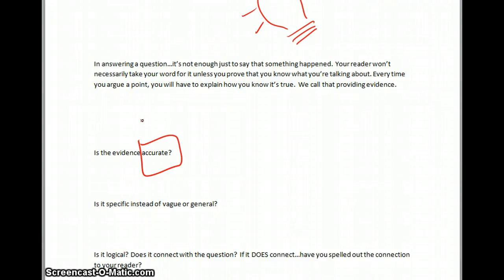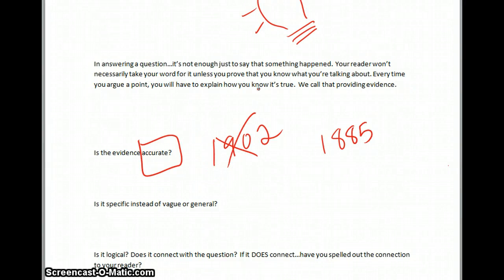If you give evidence that says, yes, the school is fabulous, it has a long history of more than 100 years of educating girls, and it was founded in 1902, then you've missed the boat, because you know and I know that in fact the school was founded in 1885, and so your evidence is not accurate. Your claim may be true. Yes, it's a great school, but your evidence isn't accurate, and so your argument is not strong.